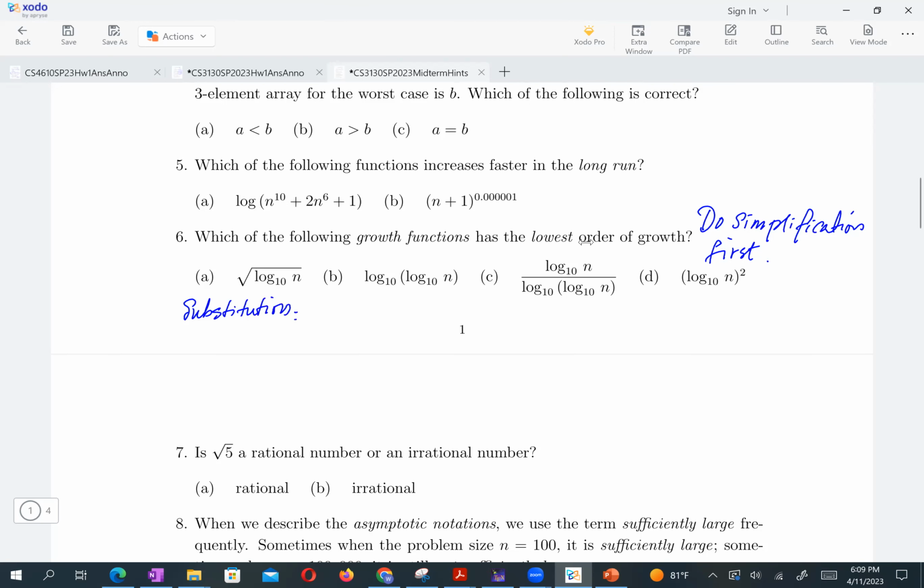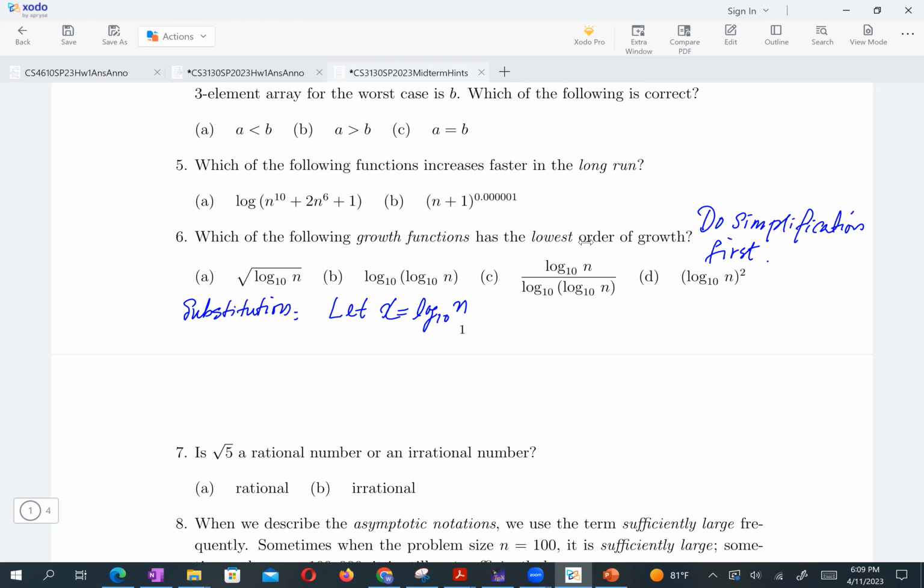Let x, we introduce a new variable, x equals log base 10 of n. How about that? Log base 10 of n, this relatively complex form, we use a single variable to replace it. Then we can simplify the 4 given options.